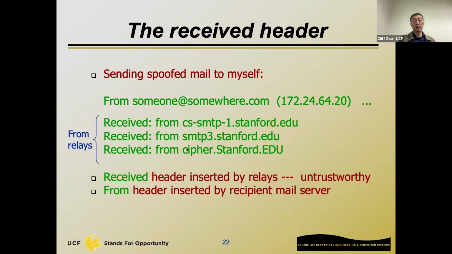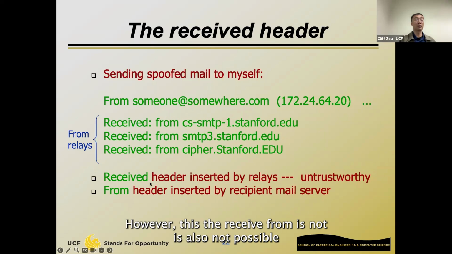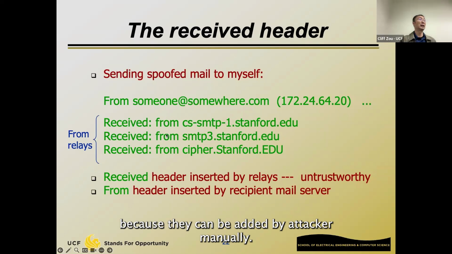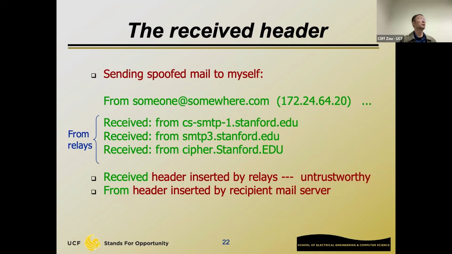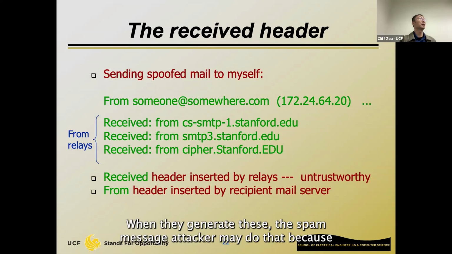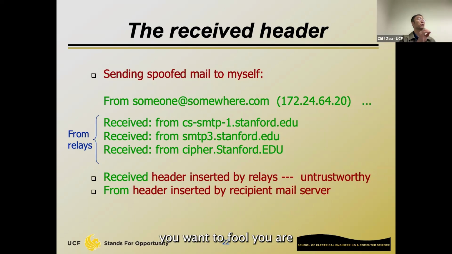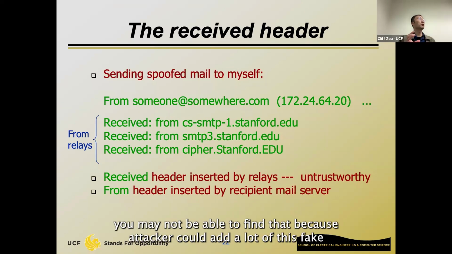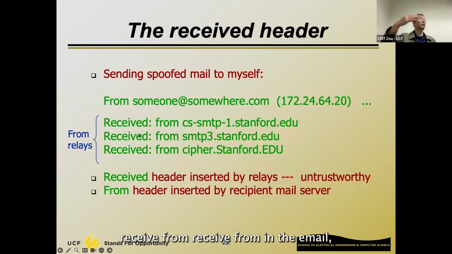So with this received from, you can see the trace of which email servers the email has gone through. However, this received from is also not trustable, because it can be added by an attacker manually when they generate the spam message. Attackers may do that because they want to fool your forensic analysis. If you want to find the true source of the spammer, you may not be able to, because the attacker could add a lot of fake received from lines in the email, and you may not find the true sender.